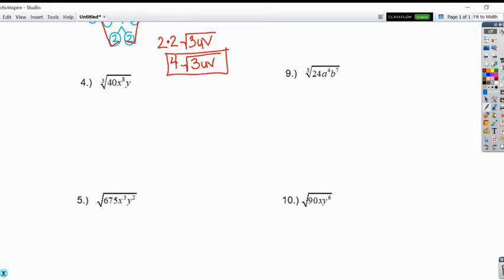So how about this example 4? I'm going to take my cube root of 40x to the 8th y, and let's make the factor tree for 40. So I'm going to work with 4 times 10. Maybe you prefer 8 times 5. Your choice. 4 is not prime. I can split that into a 2 times 2. 10 is not prime. That's got to be a 2 times a 5. And for my variables, x to the 8th, right? 1, 2, 3, 4, 5, 6, 7, 8 of them, and times a y as well.